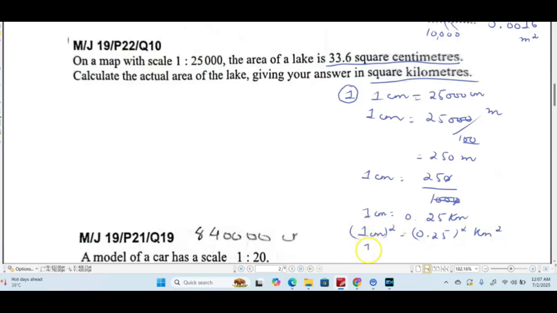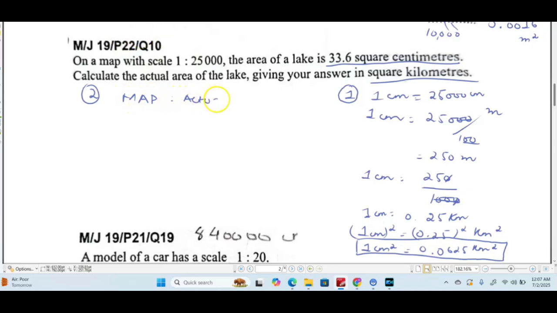Okay? This becomes 1 centimeter square and this becomes 0.0625 kilometer square. So we've reached our relationship between 1 centimeter square and kilometer square on the map. Okay? So here comes our second step, map versus actual.